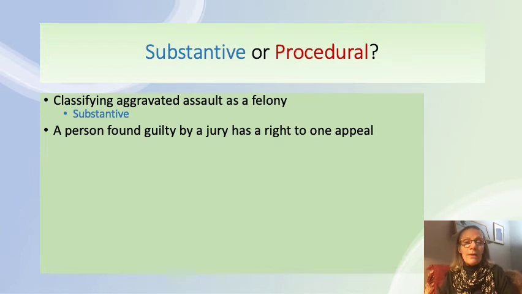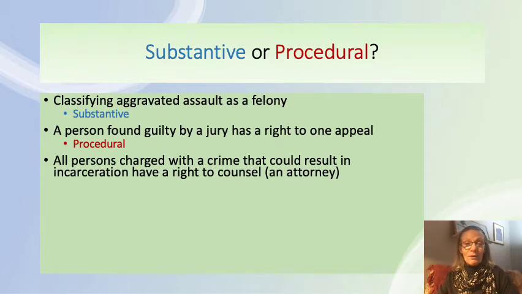A person found guilty by a jury has the right to one appeal. Is that substantive or procedural criminal law? Well, that's procedural criminal law because it deals with the process of the criminal justice system. And so in the United States, you have a right to one appeal when it comes to a criminal trial. And so that's a process that we follow. If a person's found guilty, they have the right to appeal.